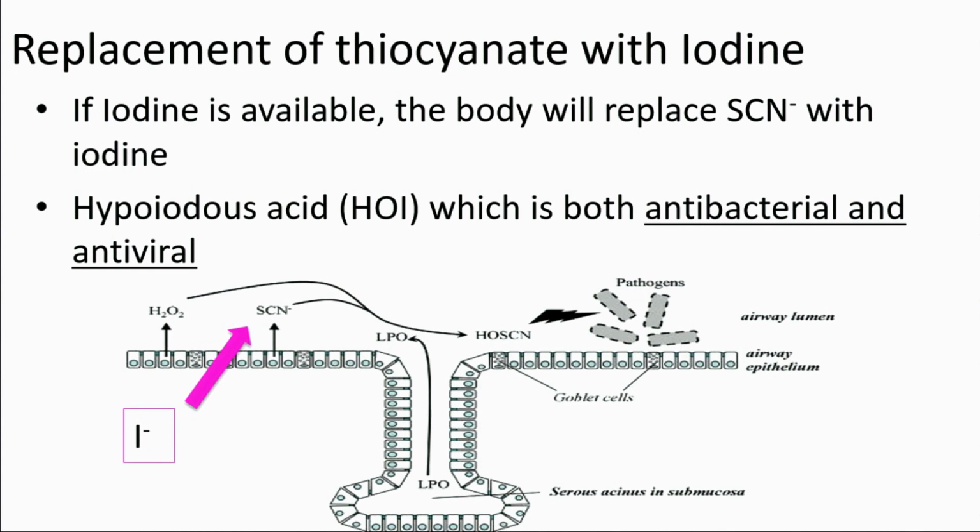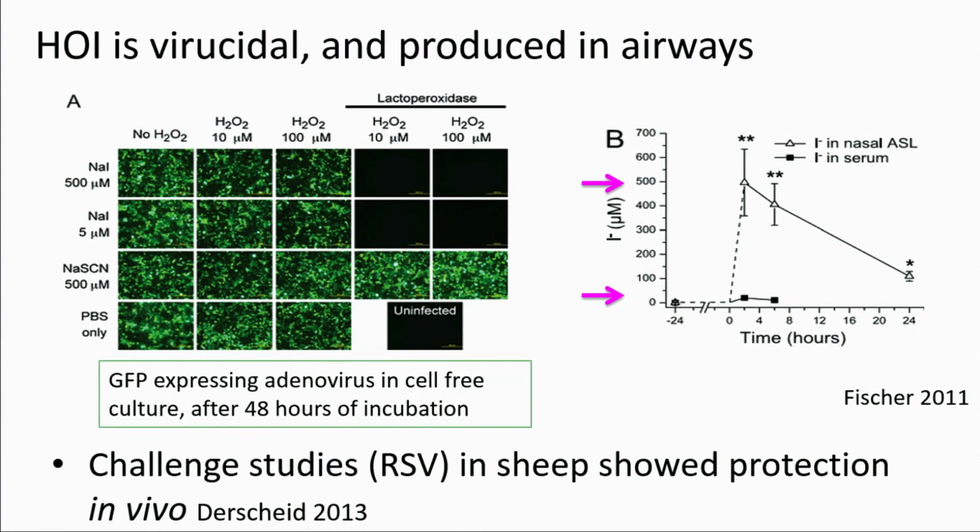However, if there is sufficient iodine present in the body, it will replace this thiocyanate with iodine and transport it out onto the epithelial surfaces. And when iodine is used as the substrate for lactoperoxidase and forms hypoiodous acid, this product is antibacterial and antiviral. This was shown by Fisher, who published a paper in 2011 that looked at sodium iodide in this system and its effect on adenovirus and human respiratory syncytial virus.